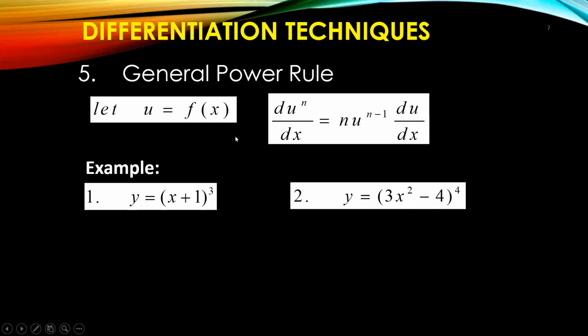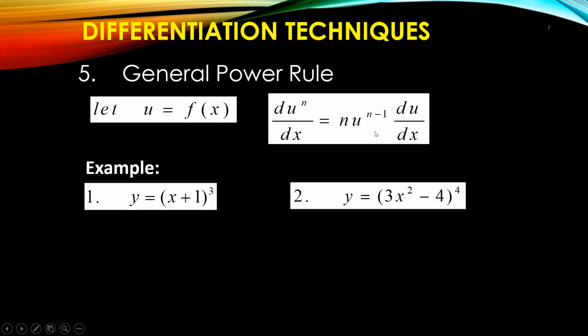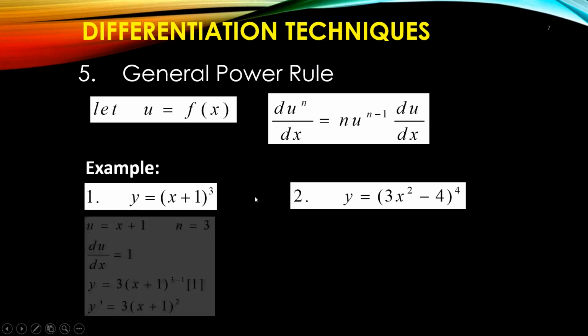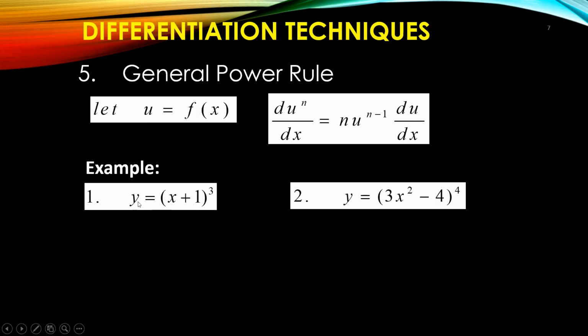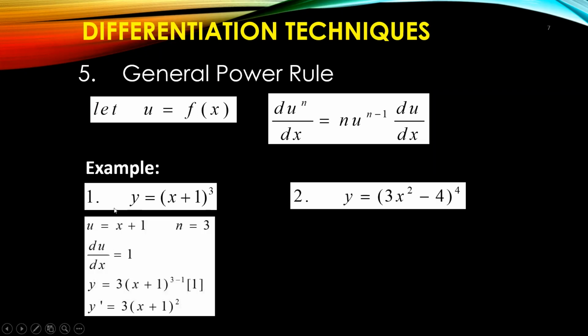Next, the general power rule. You might ask, why do we have a general power rule? We already have the simple power rule. The simple power rule is for a simple term, whereas the general power rule is for when instead of just x, you have a bigger function of x. So u is a function of x, u to the n, and you have n u to the n minus 1 du over dx. Let's try this. For this case, the u is x plus 1. The n is 3. Therefore, applying the power rule, the du over dx is 1.